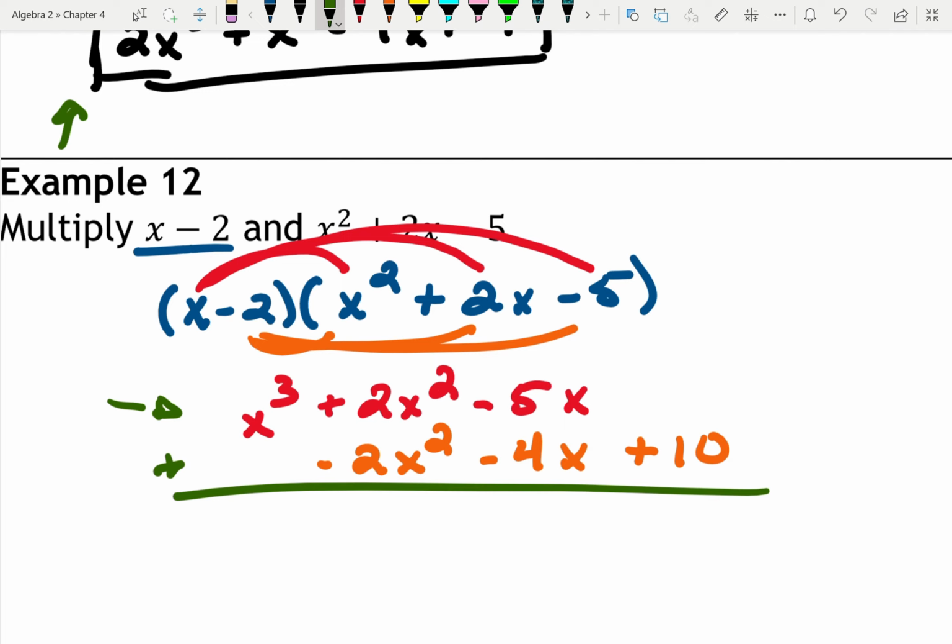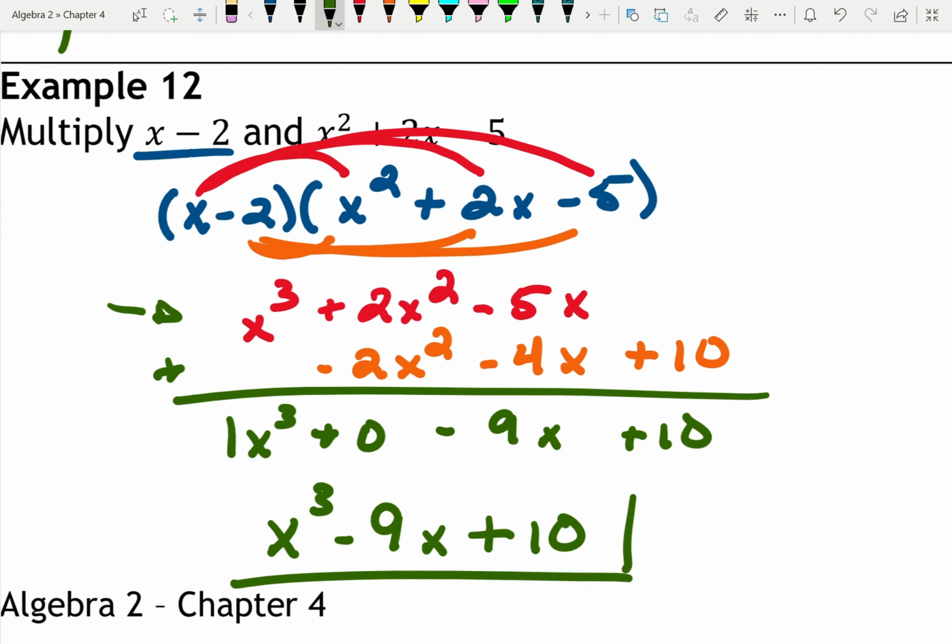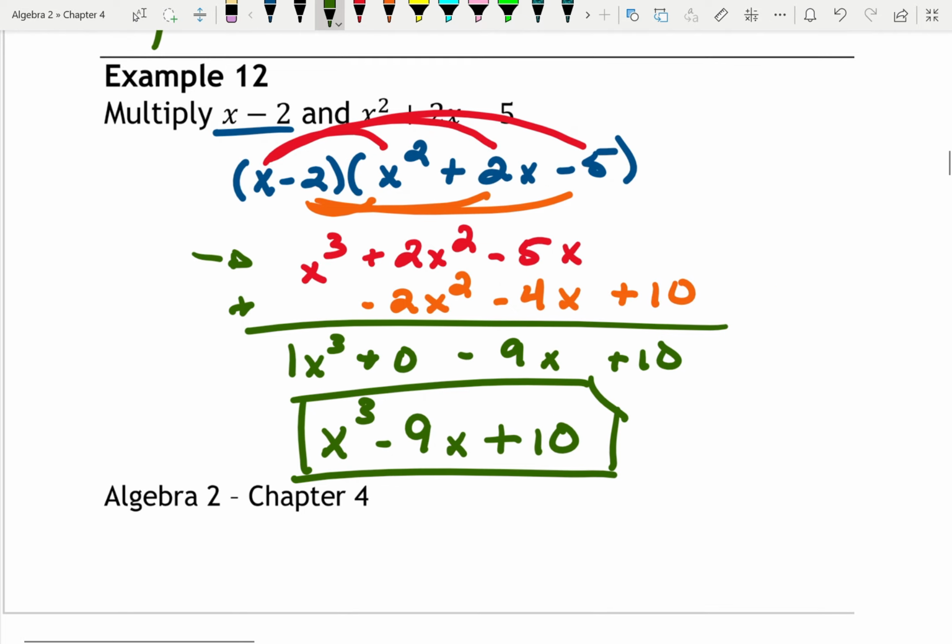So adding these up, I can just look at the columns. I have 1x cubed, and then my quadratic pieces cancel out, so I just get a 0 there. So plus 0, minus 9x, and then plus 10. And then I'm going to rewrite that a little bit prettier. x cubed minus 9x plus 10. And that's going to be my answer.